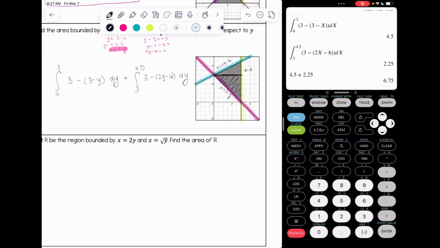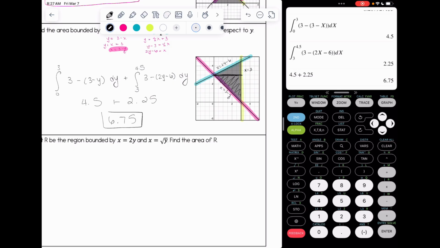Okay, if you look at the right hand of my screen, I have now evaluated these integrals in the calculator. So this is 4.5 plus 2.25. And together that would make my area 6.75. Now just a note on this one, what we're really finding here is the area of a triangle, or 2 triangles if we think about it separately.